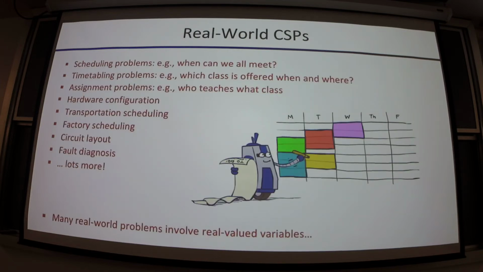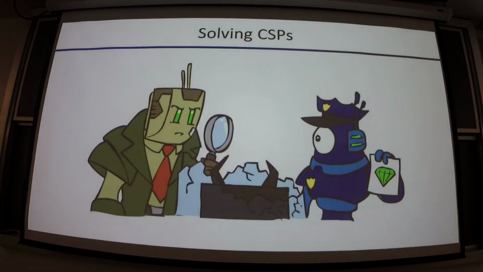What about some real-world CSPs? These come up actually very frequently. There are a lot of important problems that can be formulated as CSPs: scheduling, timetables, circuit layout, fault diagnosis, all kinds of stuff. A lot of these problems are going to involve real-valued variables. So now we know what CSPs are. How do we solve them?